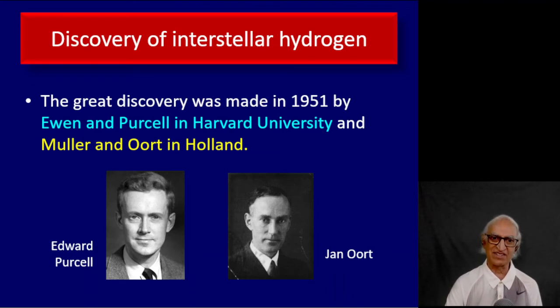But for now, it is enough for you to know that Edward Purcell in Harvard and Jan Oort in Leiden and their students, Ewen and Muller, discovered the 21 centimeter radiation. There's an interesting thing here. In 1952, just 1 year after this, Edward Purcell was awarded the Nobel Prize, along with Felix Bloch, for their discovery of nuclear magnetic resonance, what MRI scans and so on, nuclear magnetic resonance. So within a span of 2 years, Edward Purcell and Harvard had made two monumental discoveries. One of them got him the Nobel Prize.